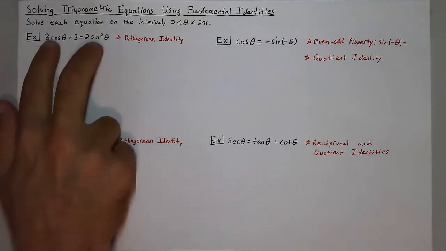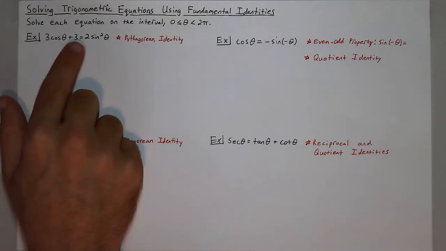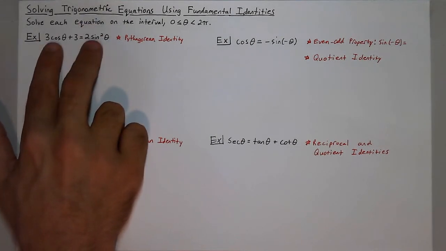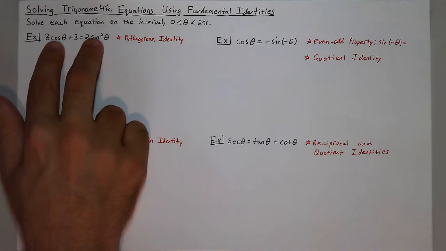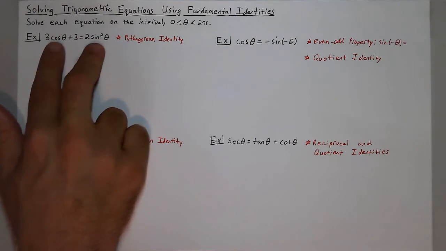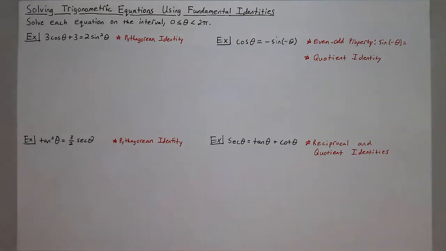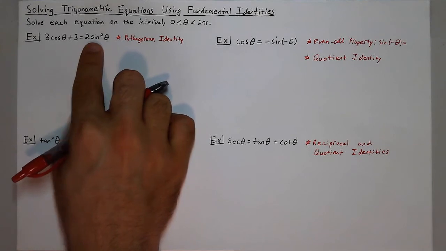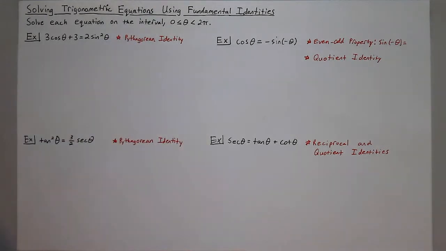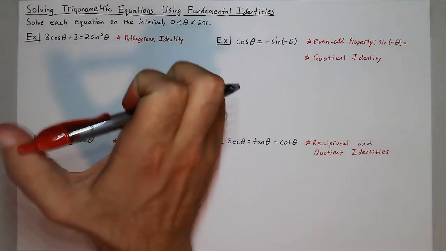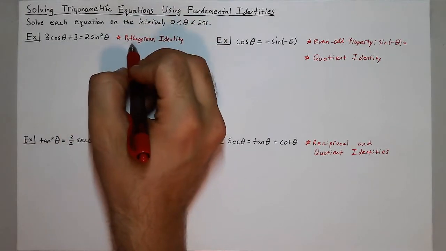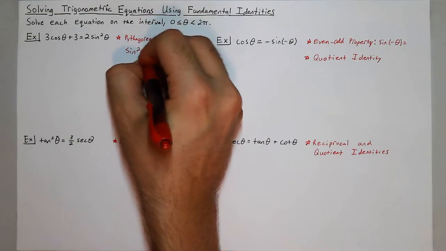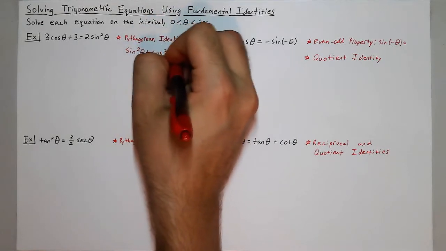Now this first problem, we have 3 cosine of theta plus 3 is equal to 2 sine squared of theta. So there's a cosine and a sine, which is a problem, because if we go to factor, these will not have any common factors. But if I use the Pythagorean identity, I can maybe switch the sine squared of theta into something that's cosine squared of theta, so that I can factor. And the key here is I just saw something squared, so my mind went immediately to the Pythagorean identity. So I know that sine squared of theta plus cosine squared of theta is equal to 1.